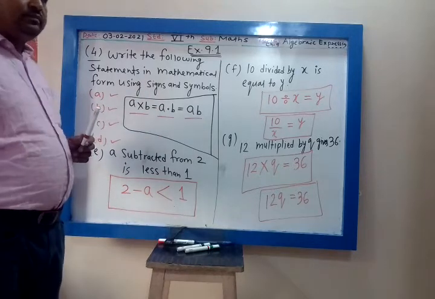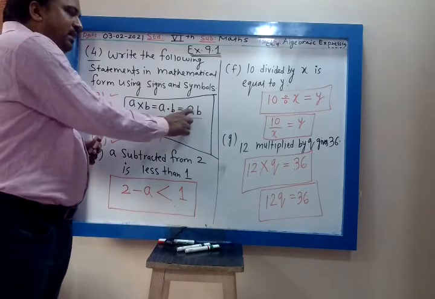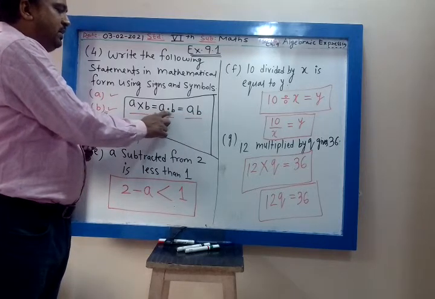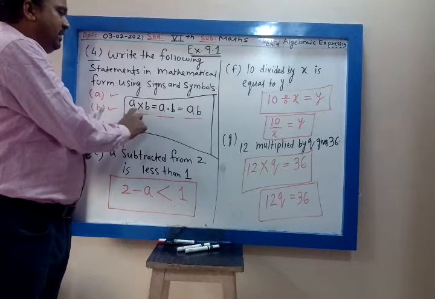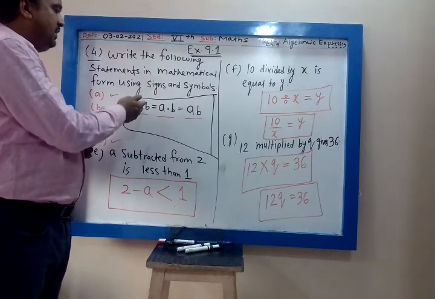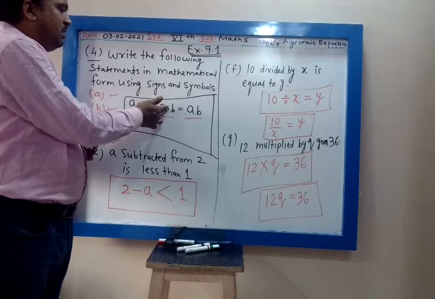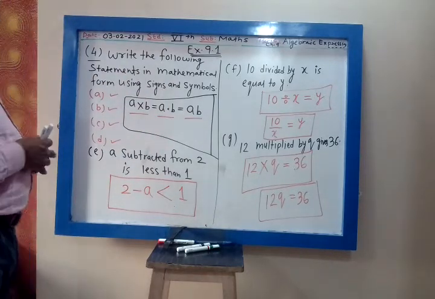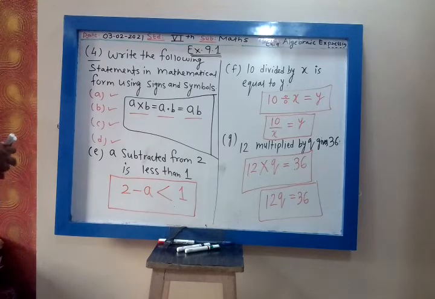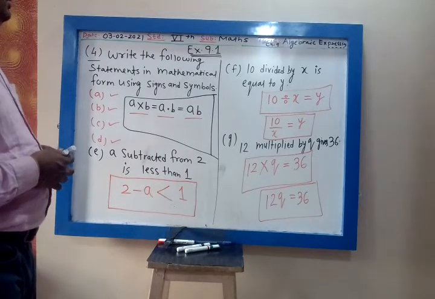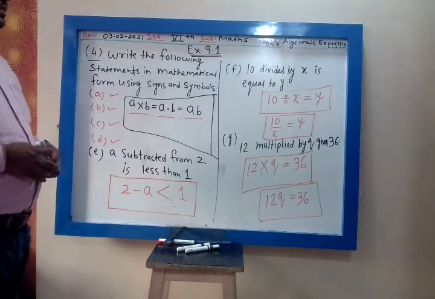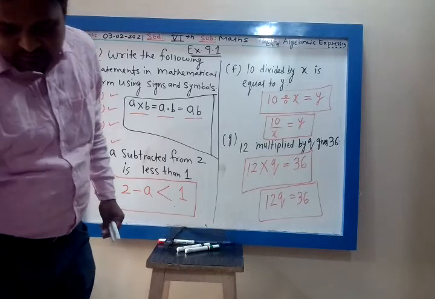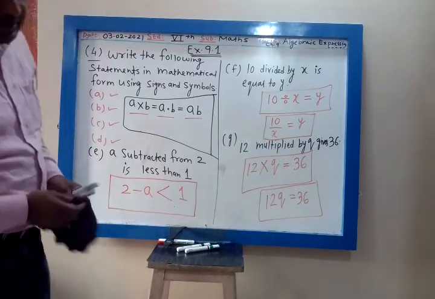So AB means A multiplied by B. A multiplied by B means A into B, and A into B is same as A cross B. Whether you put cross symbol or dot symbol for multiplication, they are one and the same. So 12 multiplied by Q gives 36, so 12 into Q is equal to 36. Is it clear? Yes. Now let us start.